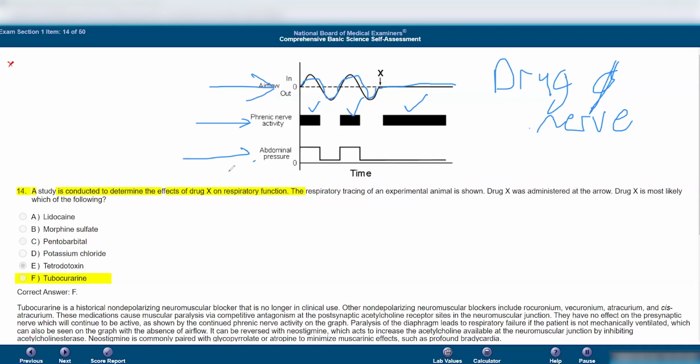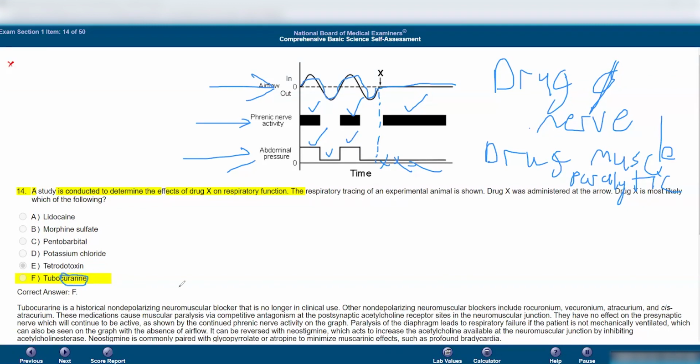And then you look at the abdominal pressure. The diaphragm's moving, then you give the drug and the diaphragm is no longer moving. So you need a drug that is a muscle paralytic. Does it make sense? The only one that is a muscle paralytic is your curine drugs, the curarine. It blocks the muscle, but it doesn't paralyze the nerve, right? It blocks the muscle, it doesn't paralyze the nerve.